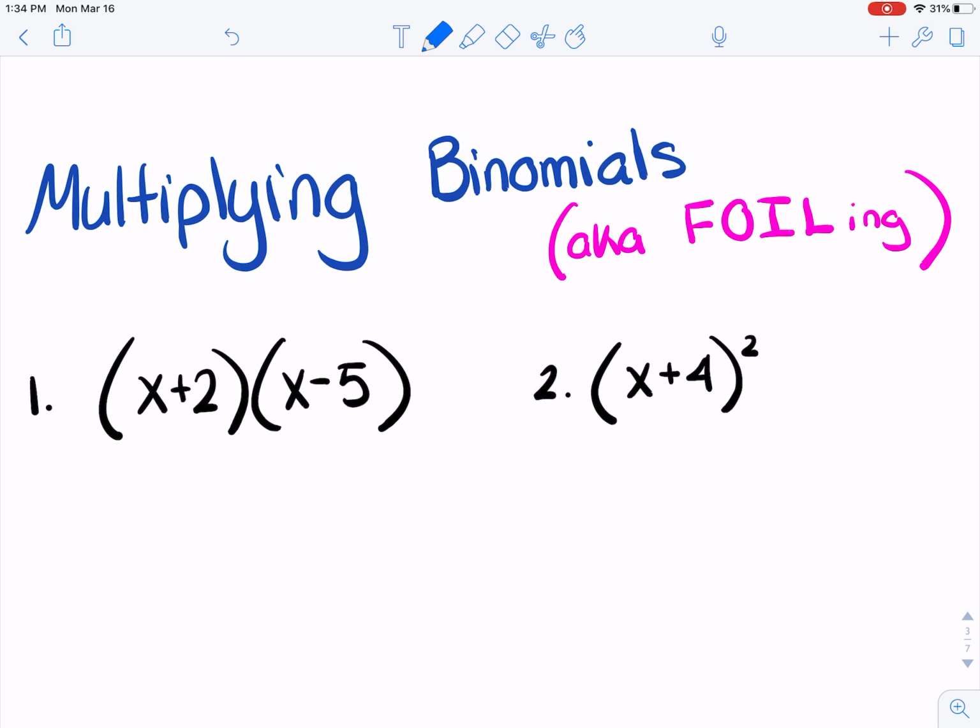So I am going to get a little colorful with my different colors here in Notability in order to show you what each letter would be. So in the first round of multiplying, you are going to take the first term, hence the F, and you are going to multiply it to the first term in the second parentheses. So x times x is going to give me x squared. Next, I'm going to take that x and I am going to multiply it by the outer number, 5 in this case. X times negative 5 is negative 5x.